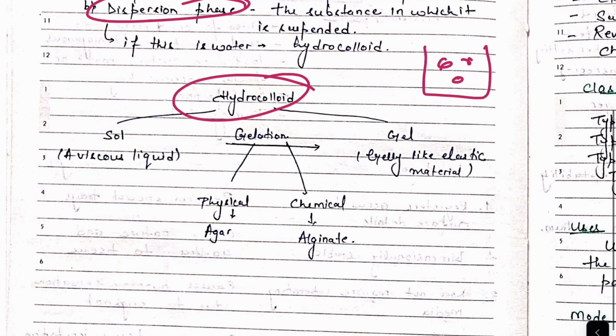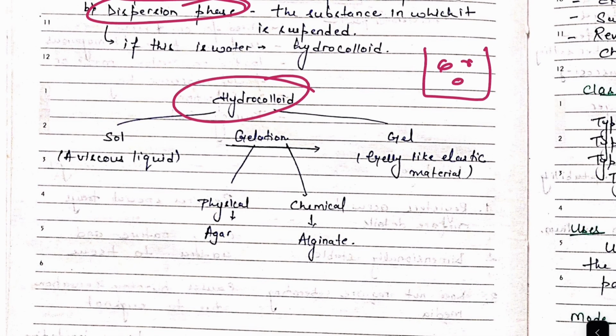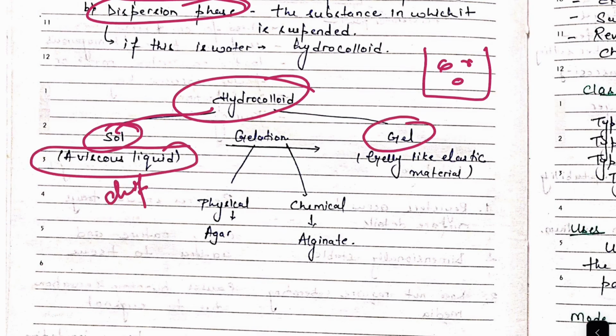We already know that. Now we have two forms of a colloid. One is a sol, one is a gel. So a sol is like a liquid, sort of a viscous liquid, and a gel is like a solid, not exactly solid, but a semi-solid, like a jelly-like structure. Okay.